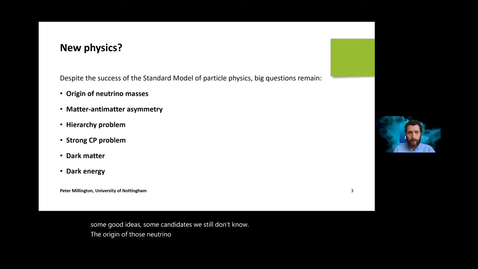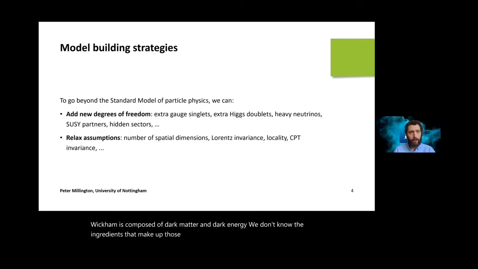While we have some good ideas, some good candidates, we still don't know the origin of those neutrino masses. We also don't have a verified mechanism for the production of the matter-antimatter asymmetry of the universe. Again, we have good theoretical candidates, but none have yet been experimentally or observationally verified directly. There is the hierarchy problem. So the problem of the huge disparity between the electroweak scale and the Planck scale. There's the strong CP problem. And then if we look kind of outwards to the wider universe, we have this problem that 95% of the universe, which is composed of dark matter and dark energy, we don't know the ingredients that make up those missing ingredients.